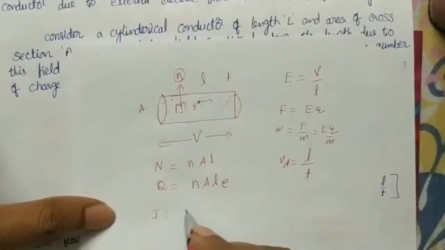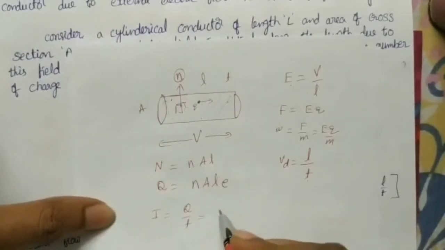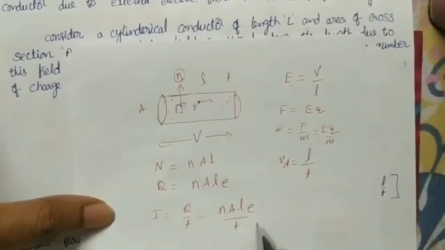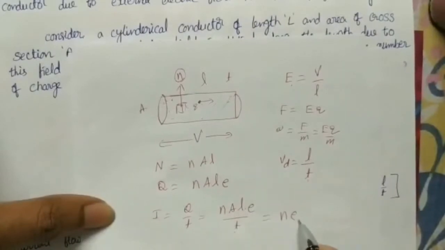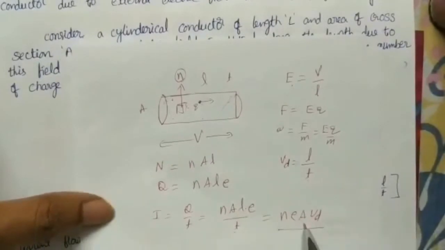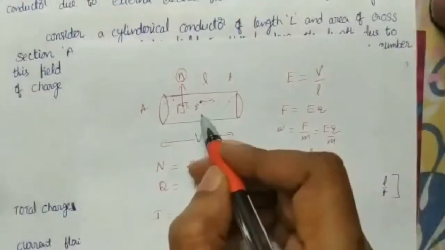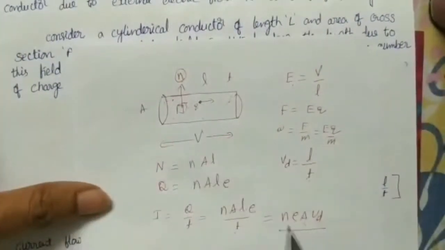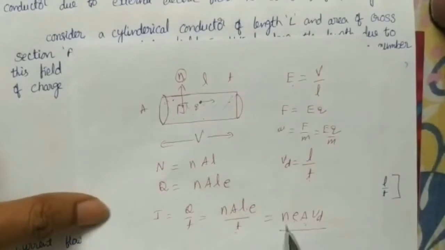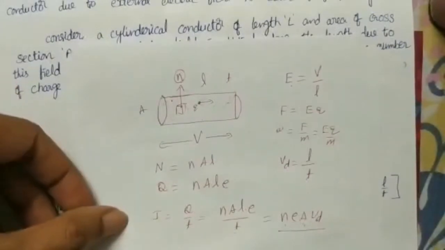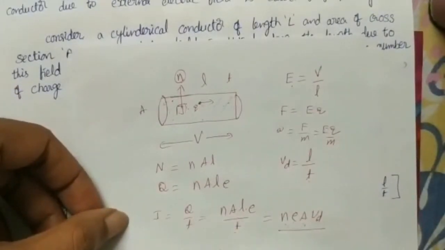Now how to calculate current? Current is equal to charge by time. Charge is the total charge N A L e, by time t. What is L by t? L by t we can write as v_d. So I = N e A v_d, where v_d is the drift velocity, A is the area of cross section of the conductor, and e is the charge of each charge carrier. Here we are taking electrons, that's why we take e, and N is the charge density. Charge density means how many charge particles are there per unit volume. That gives current I = N e A v_d.